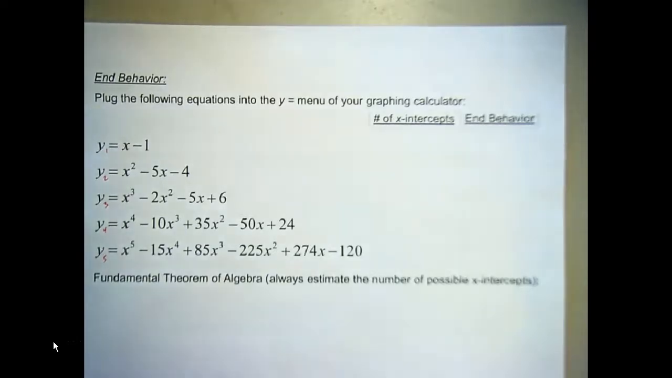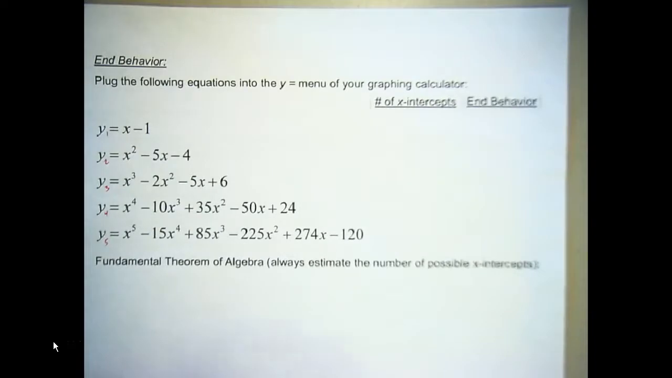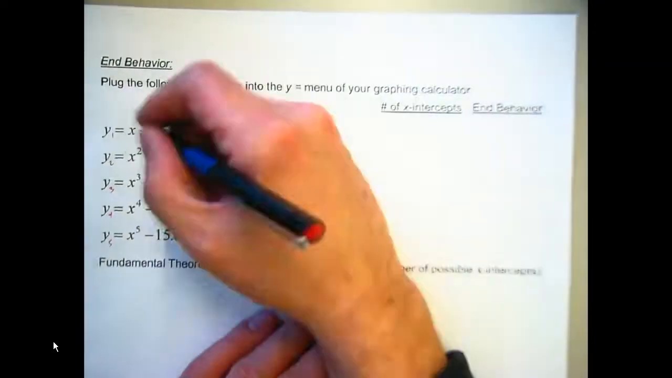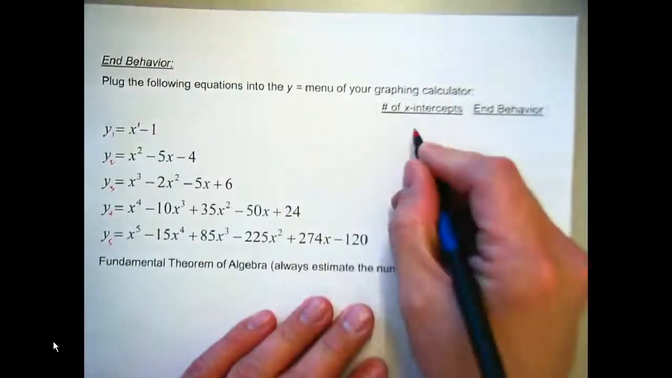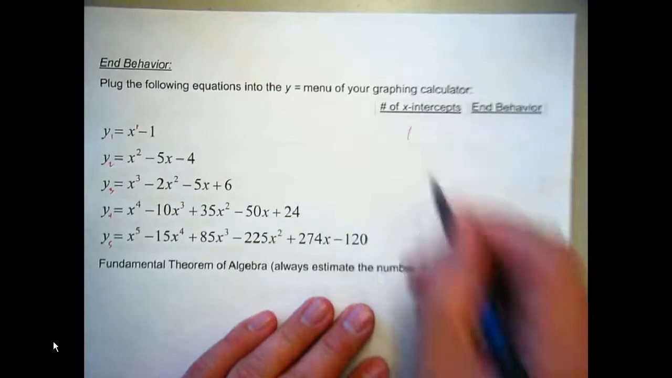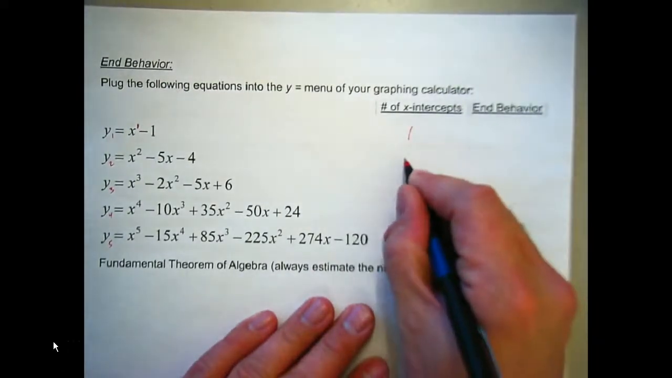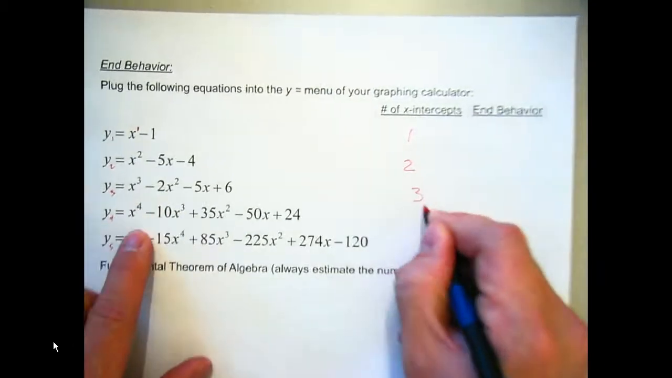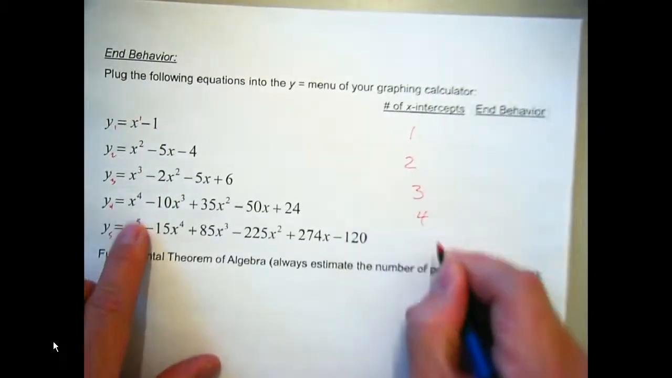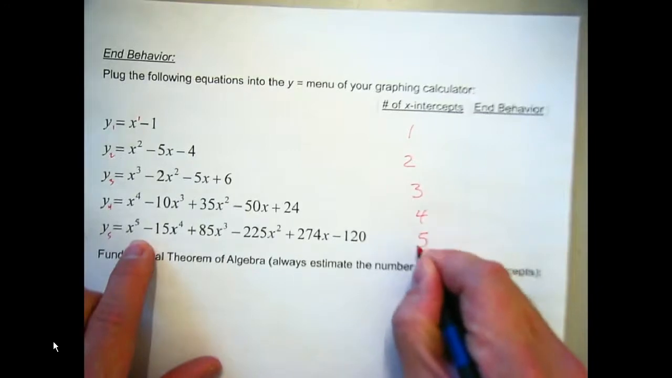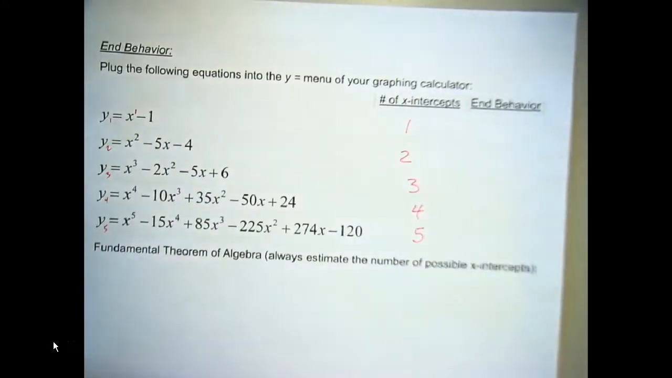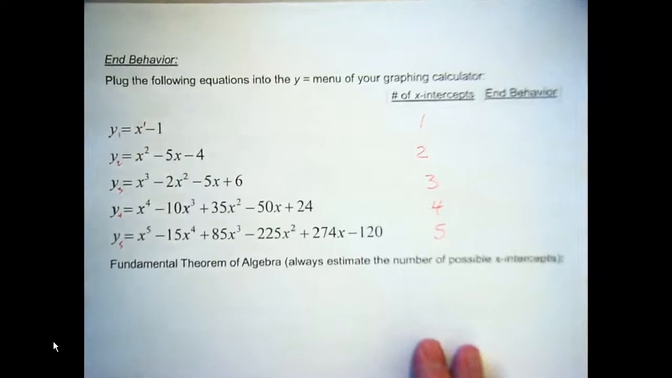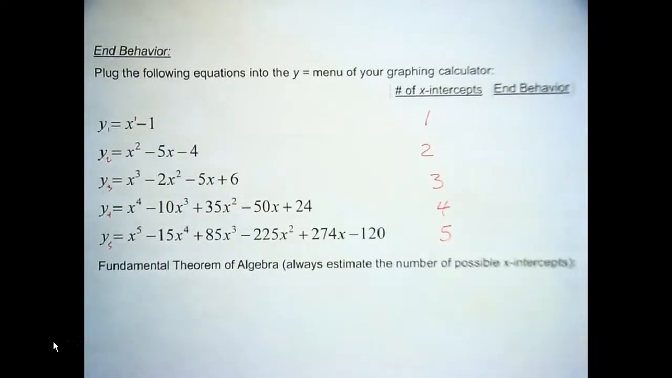All right. So, as I'm going through this, this is x to the first power. How many x-intercepts? X to the second power, how many x-intercepts? X cubed had how many? X to the fourth had how many? 4. And x to the fifth had how many? 5. So what could we conclude, based at least upon this, what could we reason about x-intercepts and the degree of our polynomial?